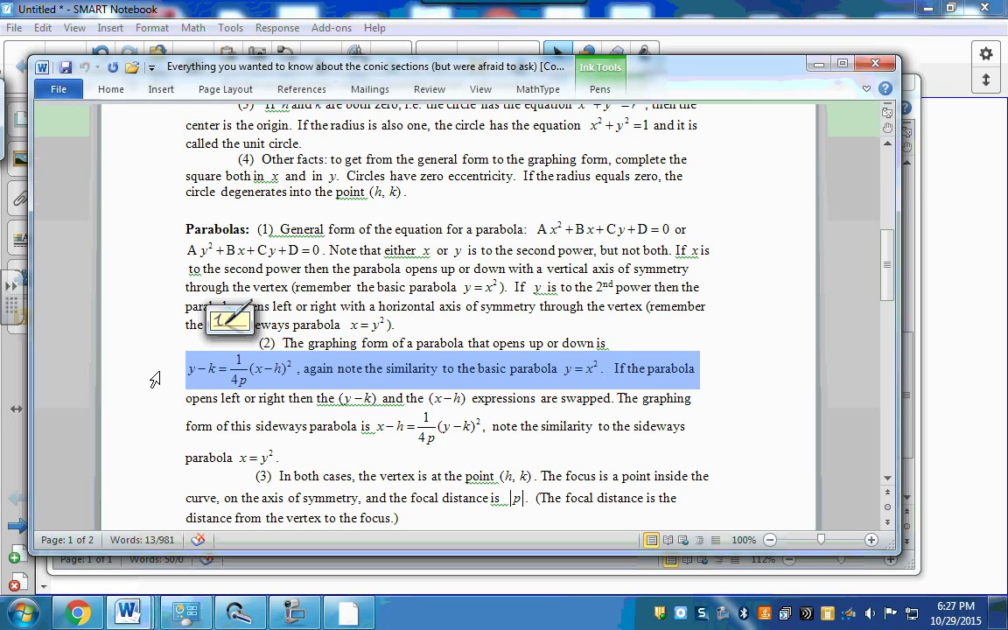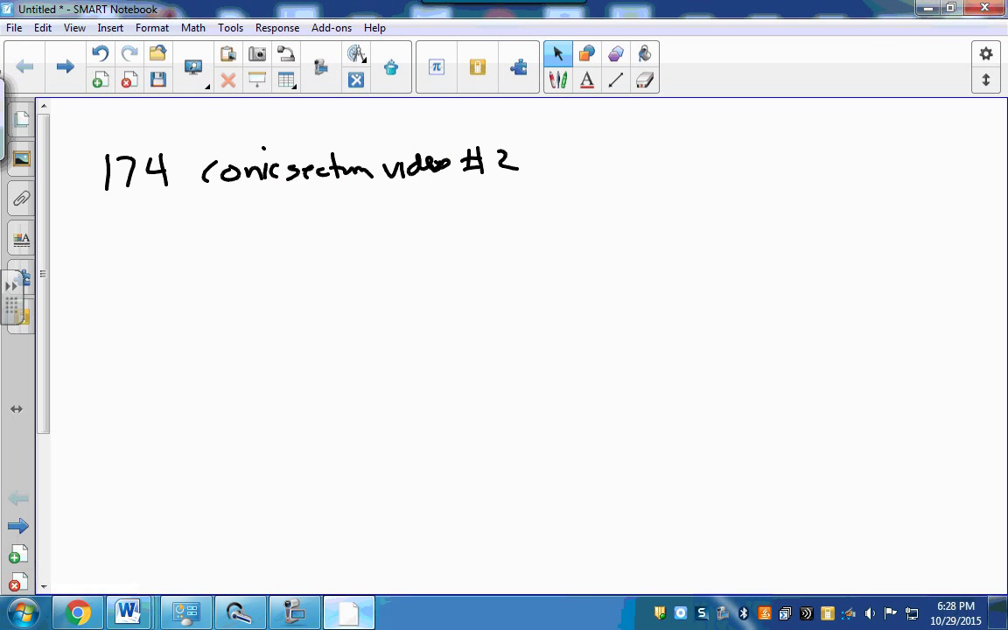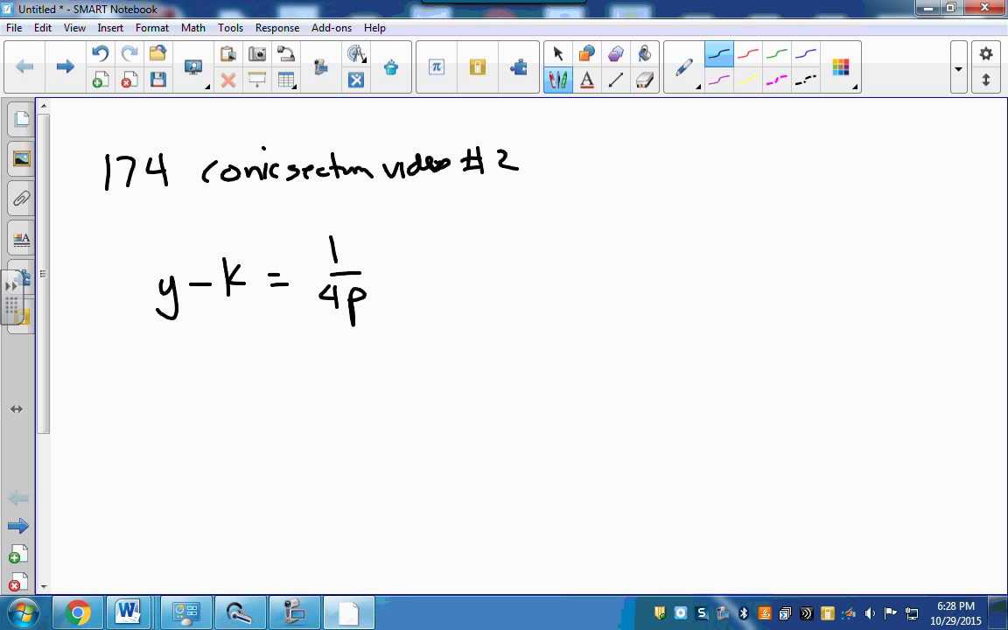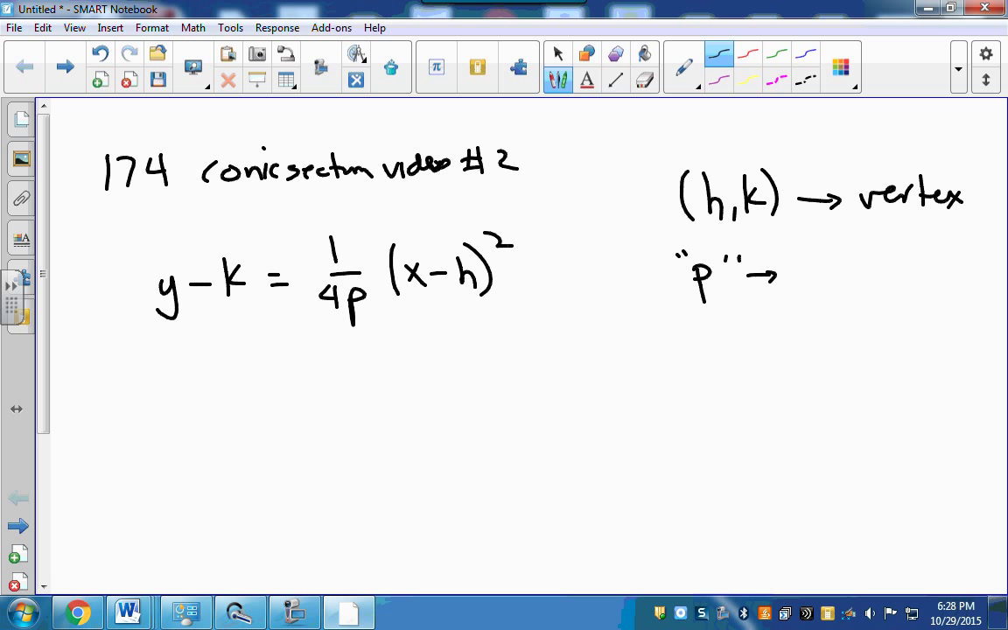y minus k equals 1 over 4p times x minus h squared. Very similar to the graph of y equals x squared. Okay, so let's start there. We've got y minus k is 1 over 4p times x minus h squared. And again, the pertinent information: h, k, for the circles and the ellipses, that was the center. Well, we don't have a center of a parabola, but we do have a vertex, which is the turning around point. And the last thing we need is this p number, and this will be our focal distance. Again, focal distance.